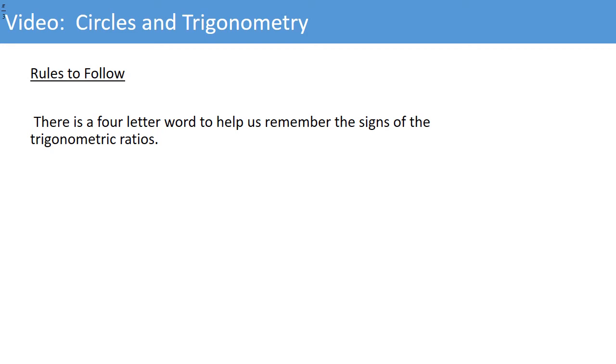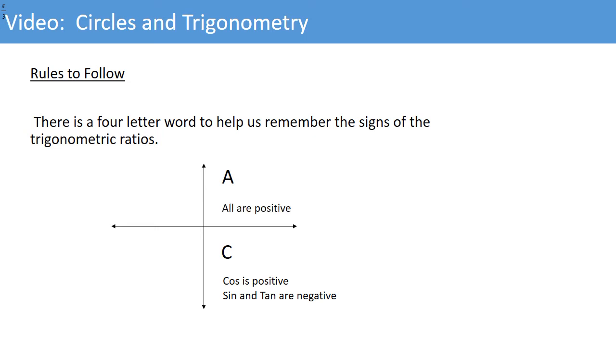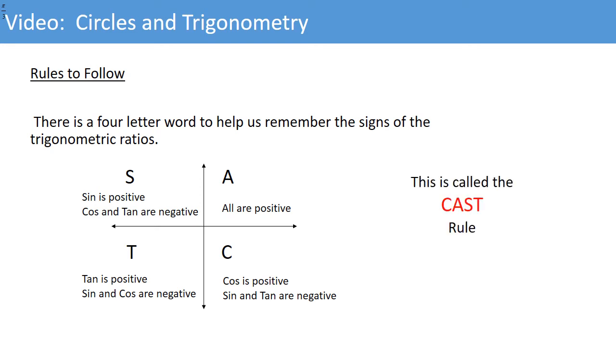There's a four-letter word to help us remember the signs of the trigonometric ratios. The four-letter word is CAST. C, meaning cos is positive, sine and tan are negative. A, all are positive. S, sine is positive, cos and tan are negative. T, tan is positive, sine and cos are negative. This is called the CAST rule. Very important to remember.